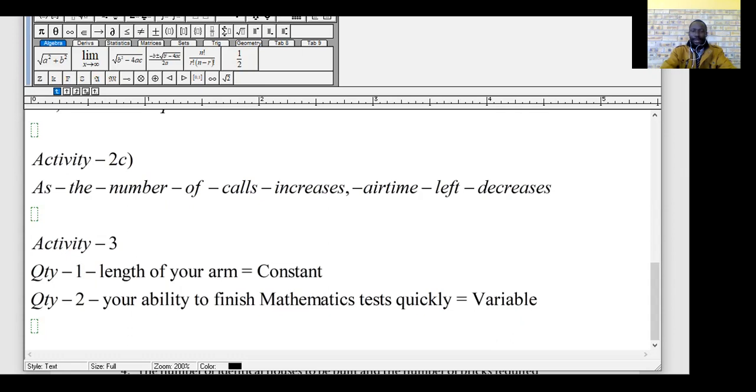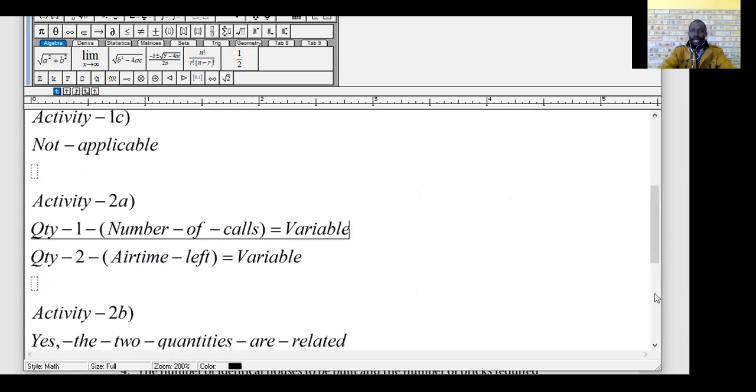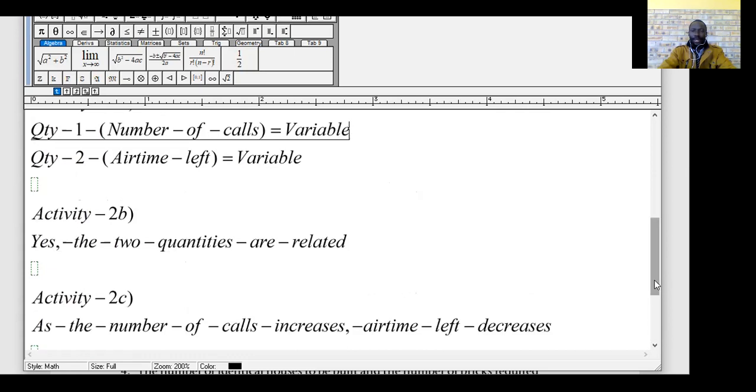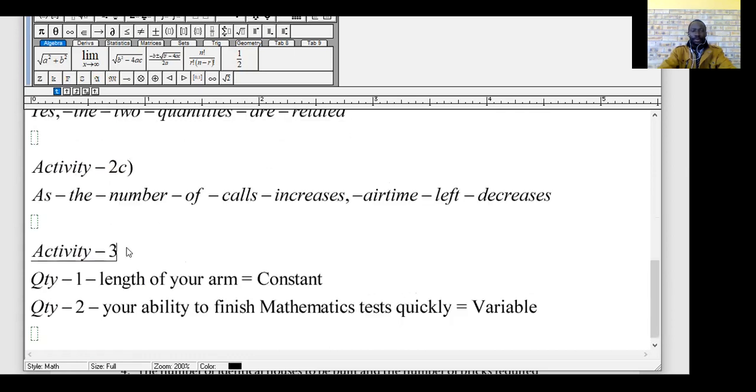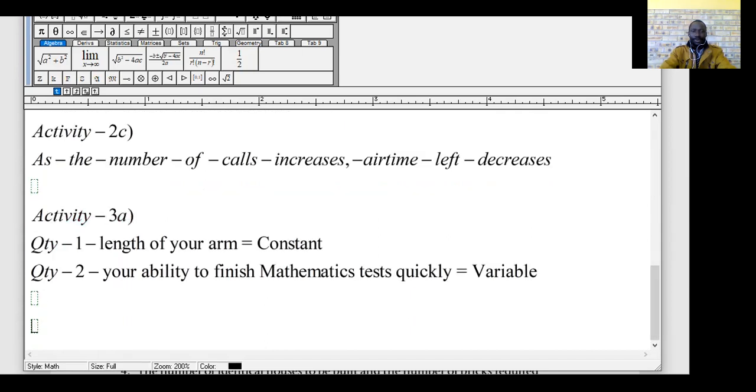That is activity 3, part A. Now the next thing we want to look at is activity 3, part B. Are the two quantities related? We want to see if these two quantities are related. So we put here activity 3, part B, investigating the relationship.